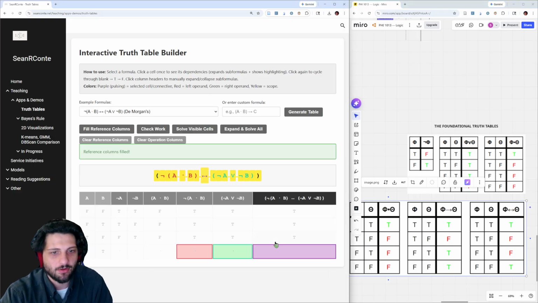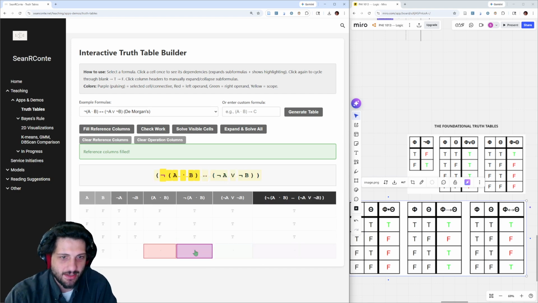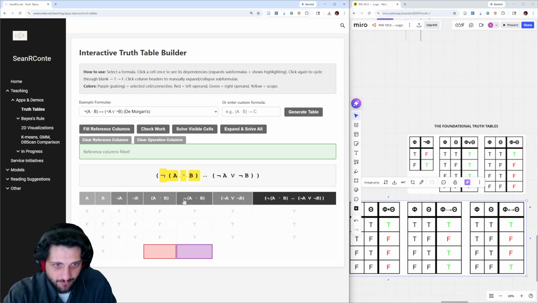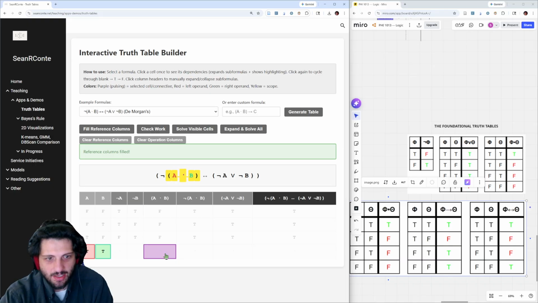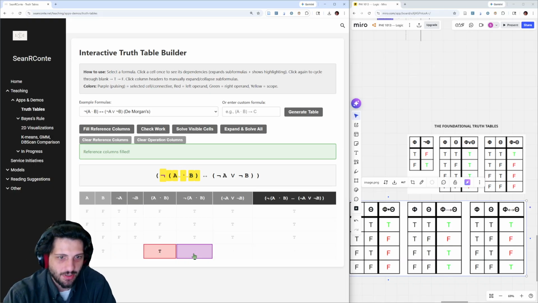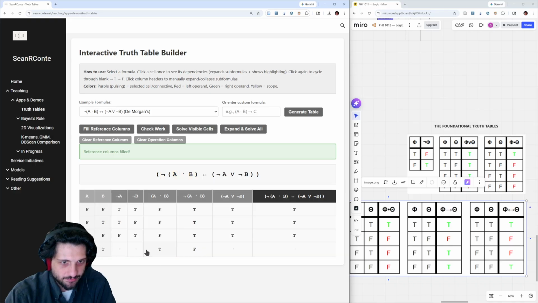Okay, final row. Again, I care about my left-hand side, I care about my right-hand side. In order to do my left-hand side, I need to figure out not A and B, so I need to figure out A and B. I need to look towards A and look towards B. They're both true, so I'm going to call that true. Now, negation of that is going to be false, because I'm just going to flip whatever this column is. I'm just flipping it right here.